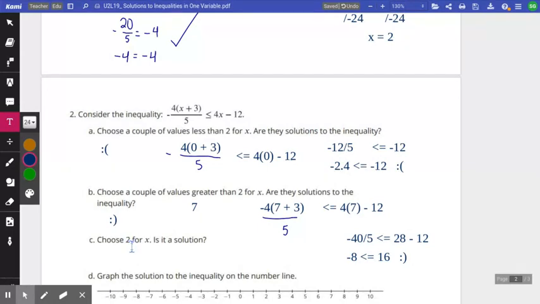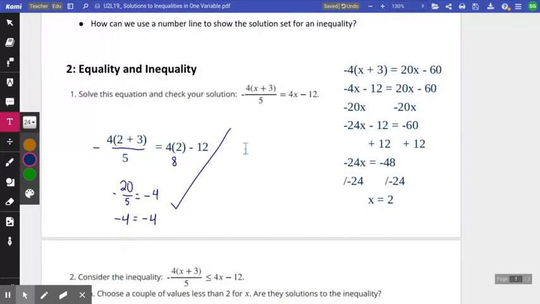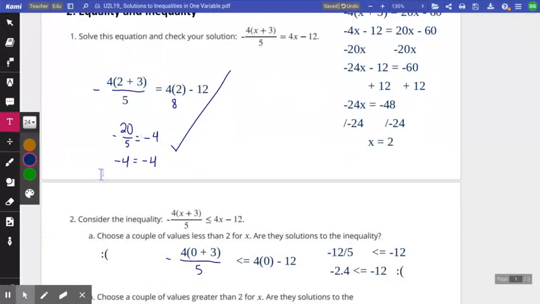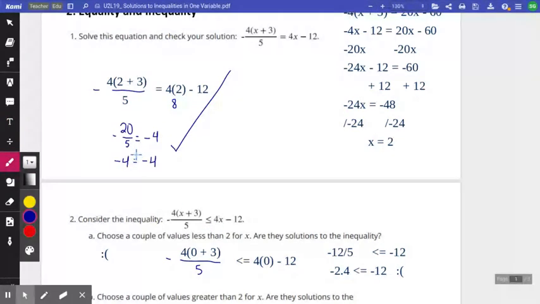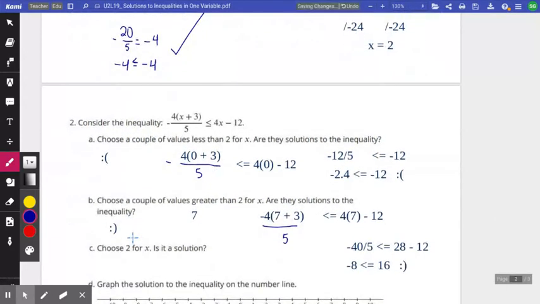Well, we've already checked the math up here with 2. We found that when we substituted 2 into the equation, we've got negative 4 equal to negative 4. All the math we would do would be the same. The only difference is instead of that equal sign there would be a less than or equal to sign. So what do you think? Would 2 be a solution for this inequality?